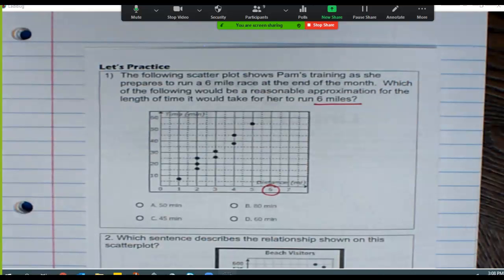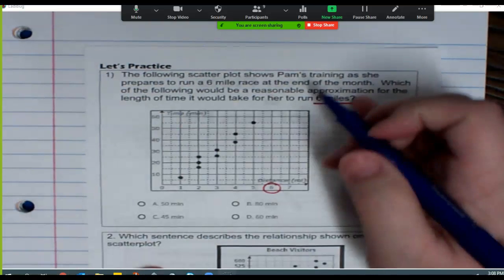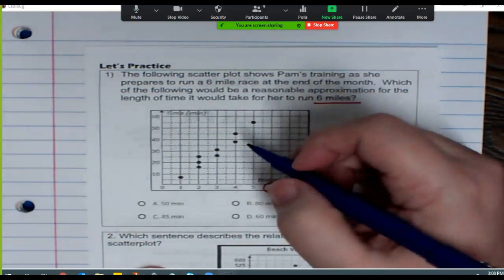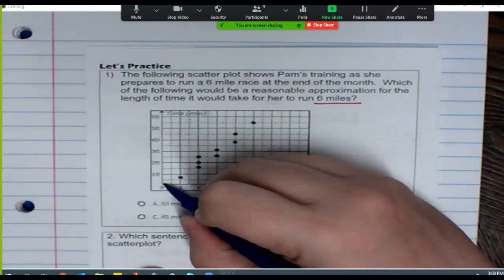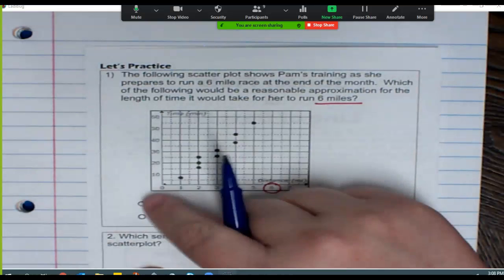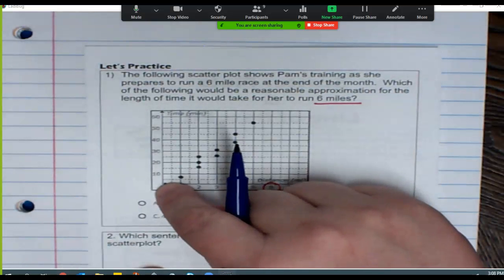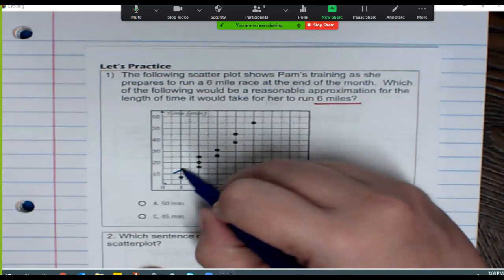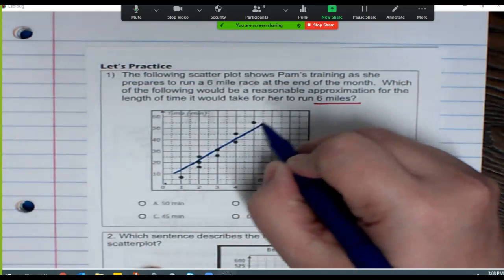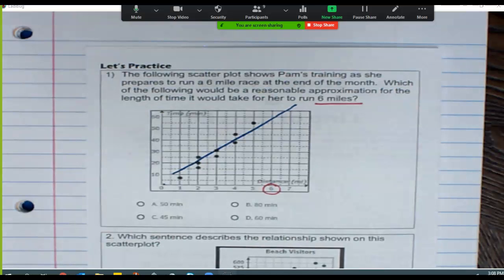What tool, what strategy helps us estimate? What did we call that line? The line of best fit, or you could call it a trend line. So now I'm going to draw this up. I'm going to estimate. It does not always have to start at the origin. I'm just trying to draw it so I can split my data in half.